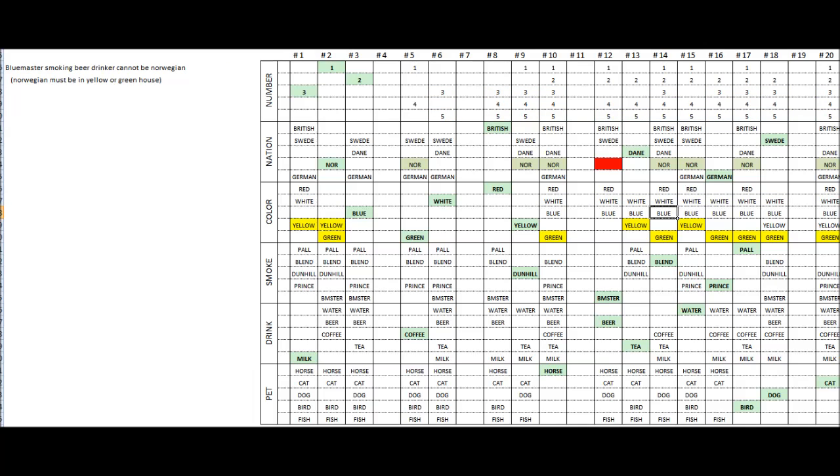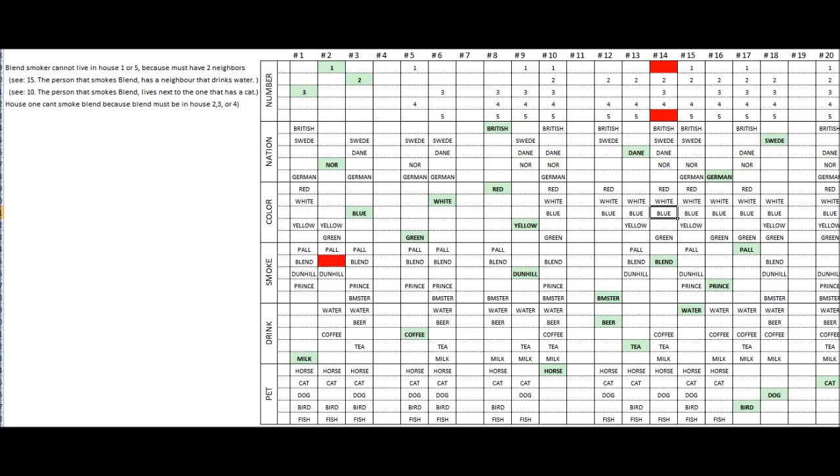And one more example here of that. The Norwegian must be in the yellow or green house, so the Blue Master smoking beer drinker cannot be Norwegian because yellow and green are not possibilities for fact 12. Alright, I'm going to skip through a few more and pause it if you want to follow along.